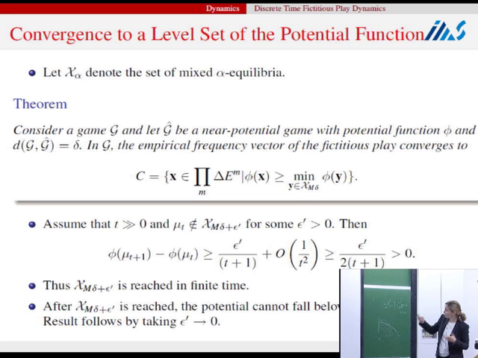So the implication, as I tried to explain, of the previous result is that if you have a game G close to a potential game, then the empirical frequency vector of the fictitious play will converge to this set, which is basically a set of mixed strategies with potential greater than or equal to the minimum potential in that epsilon equilibrium set. So what does this say?